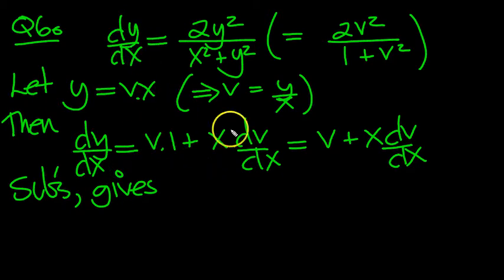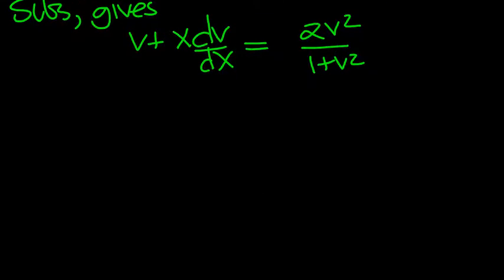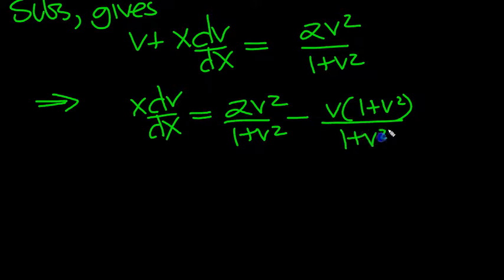So let's see what we've got. dy/dx we can replace by this here, v plus x dv/dx, and we know that equals this stuff here, 2v squared over 1 plus v squared. Right, well let's move that v over to be with the other stuff on the right hand side then. So x dv/dx is equal to 2v squared over 1 plus v squared minus v, which I'm going to write as v times 1 plus v squared over 1 plus v squared, like so.